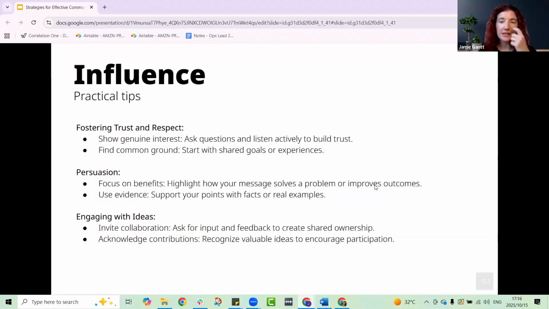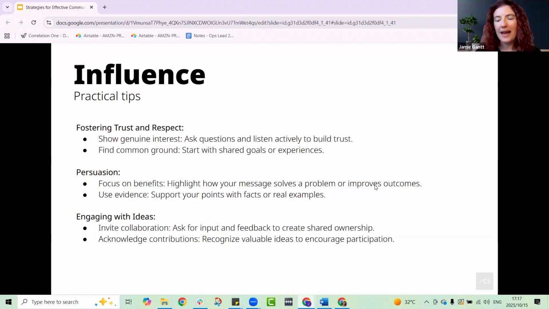And then engaging with ideas. So we never want to stay in the mindset that our way is the right way. Being the leader doesn't necessarily mean that we're always right. Okay. So we want to create space for collaboration, ask for input, ask for feedback, be willing to be wrong, be willing to be open to ideas that are not yours. Okay. And when you recognize those ideas, acknowledge those ideas, that's going to help not only encourage participation, but comes back to that trust factor again. So all of these three things, the trust, the persuasion, and the ideas, they all work hand in hand to enhance the other one. Okay.